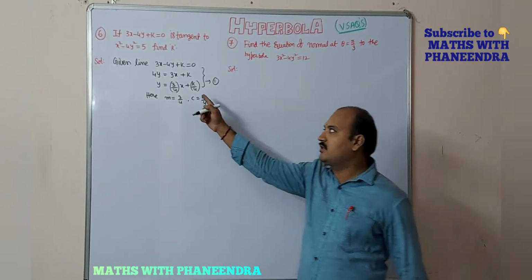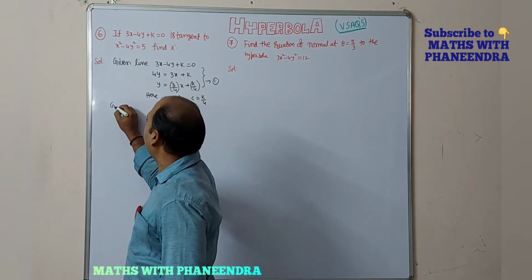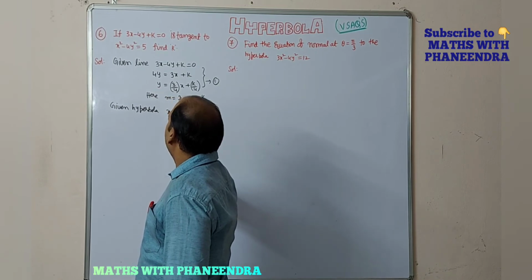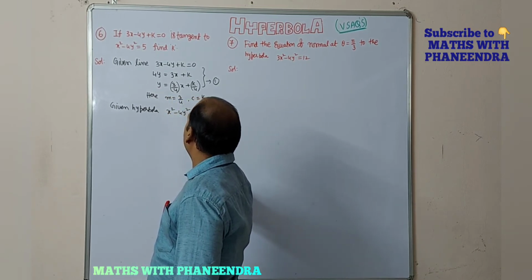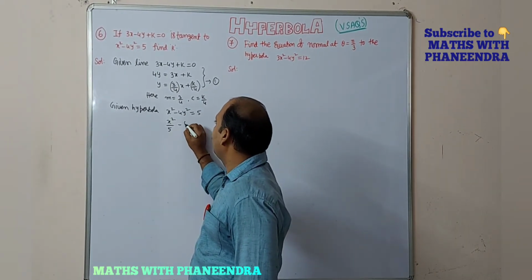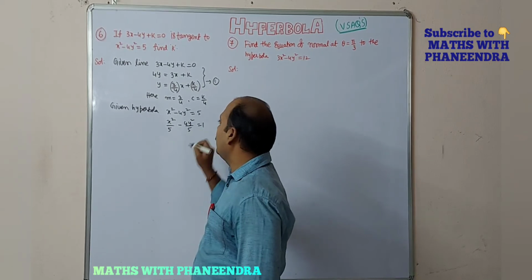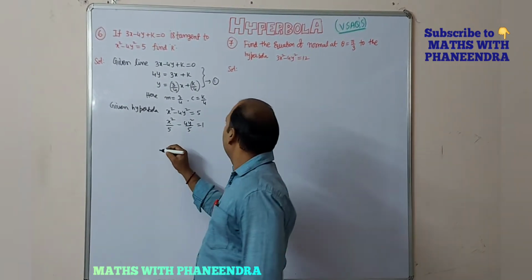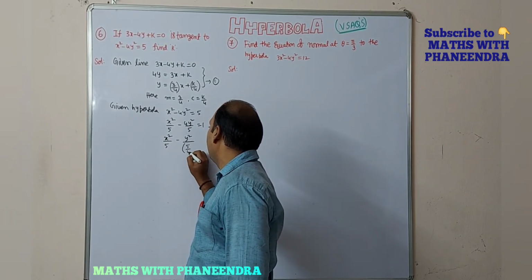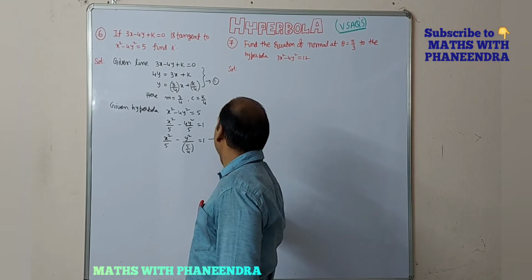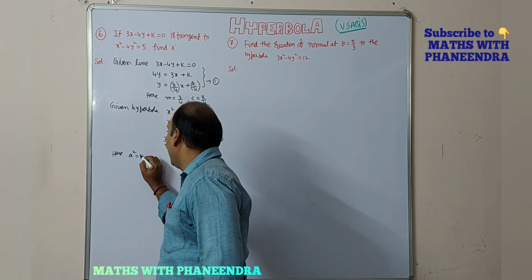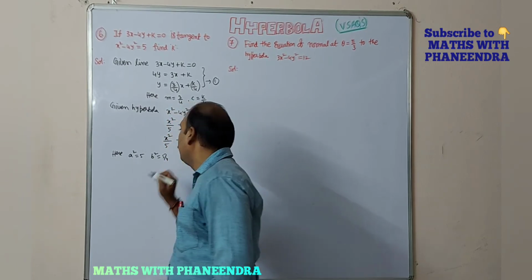The line y is equal to mx plus c is to be tangent to the given hyperbola x square minus 4y square equal to 5. Dividing by 5, x square by 5 minus 4y square by 5 equal to 1. Still it is not in the standard form. You can write x square by 5 minus y square by 5 by 4 is equal to 1. Equation number 2. Here a square is equal to 5 and b square is equal to 5 by 4.